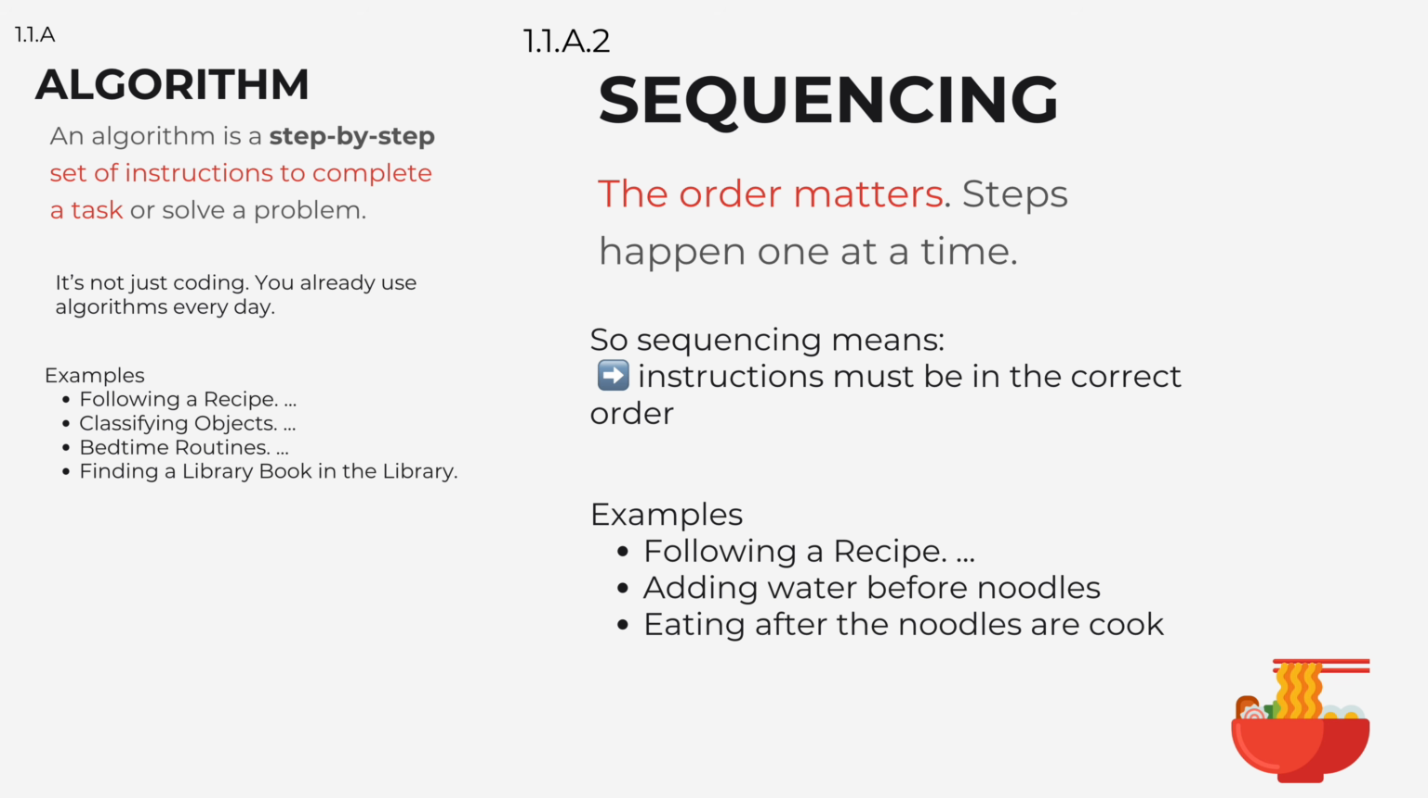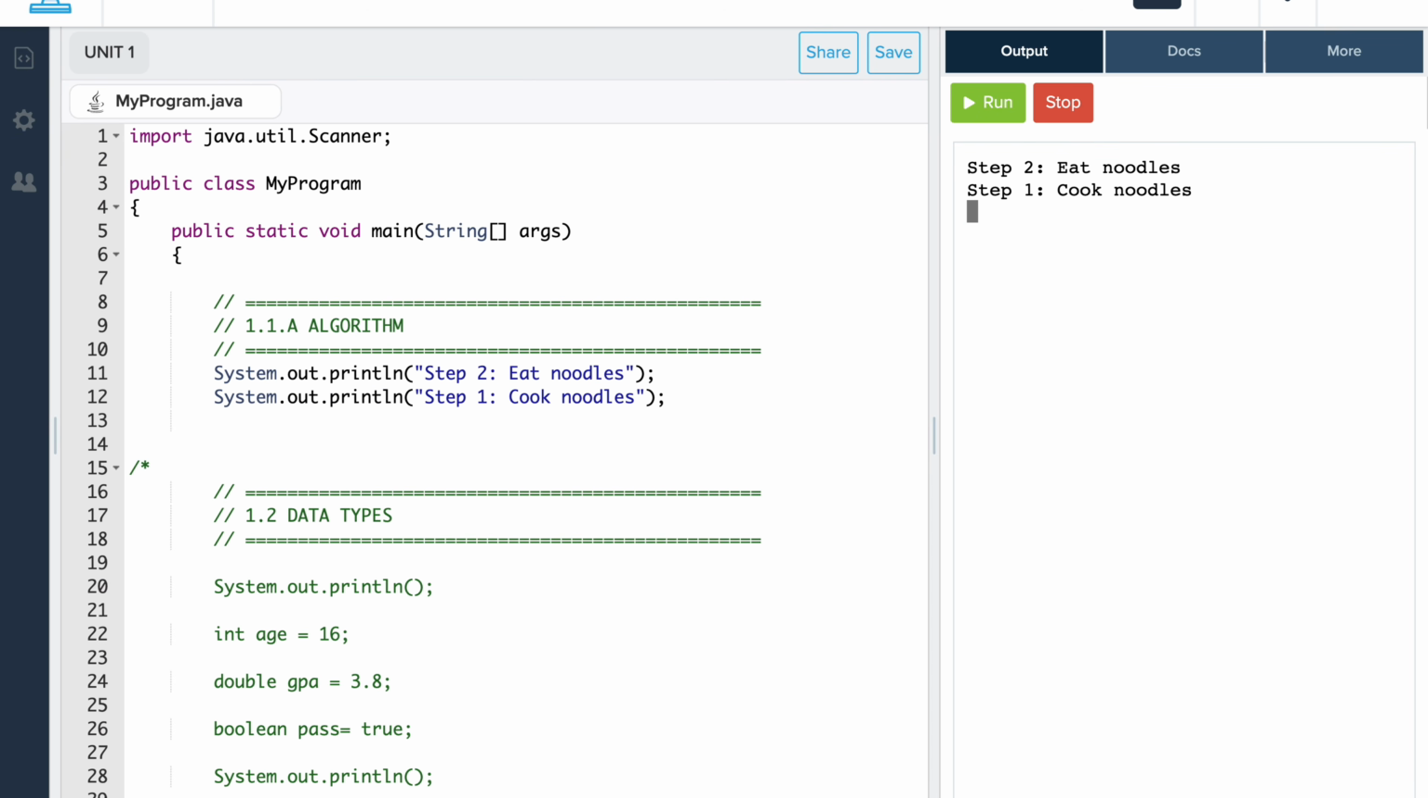Another thing that comes under algorithm is sequencing. That is where order matters. The line-by-line method of code is in order, so coding is sequencing. For example, over here I have two print statements that print out of order, even though I have step 1 written over here. Since this line is above that one, it prints first.